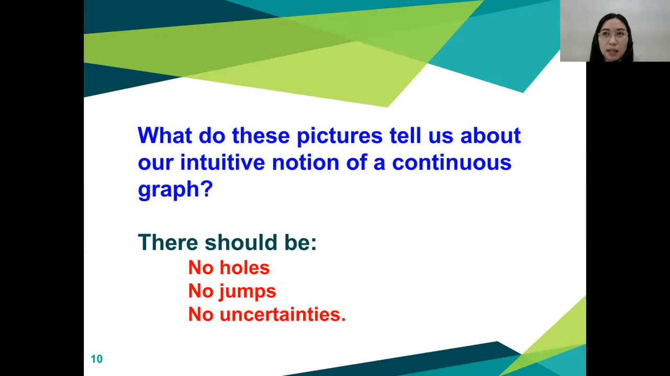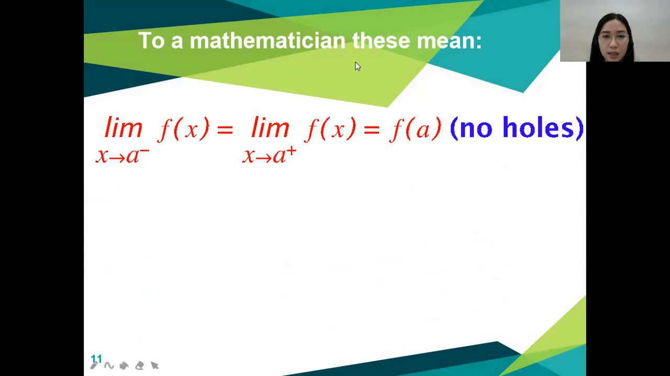So next, to a mathematician, this means that if we convert those earlier statements based on these properties, for no holes, we must attain this condition. The left-hand limit of f of x as x approaches a is equal to the right-hand limit of f of x as x approaches a, which is equal to f of a. Okay, to justify that there are no holes.